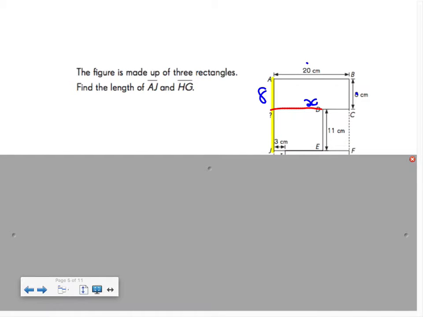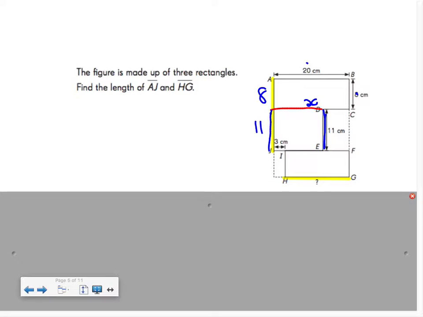And let's see. I'm going to do right here. If this side is 11, then I know this side is 11. And look, I've already figured out my J because I have 2 numbers. I have 8 and 11. Well, 8 plus 11 is 19. So I know that AJ is 19. Okay? And if I look down here, I want this shape, HG.